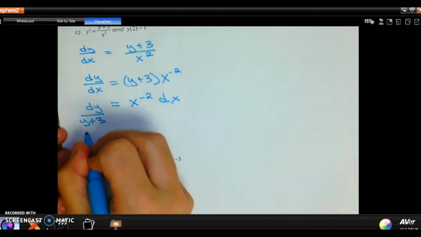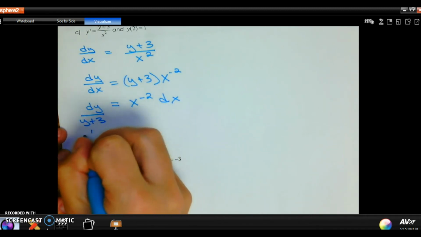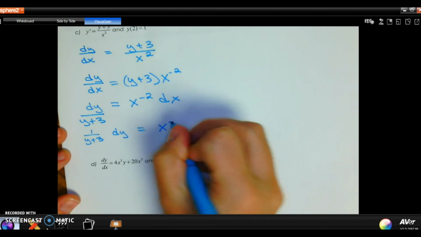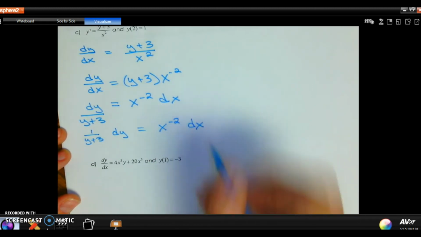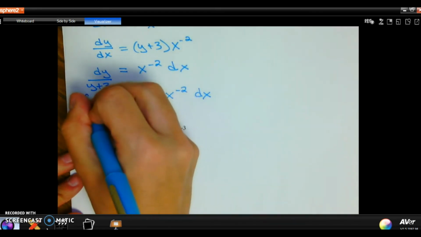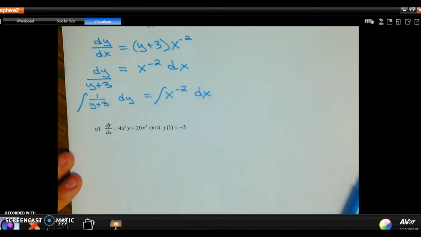And so again, with a little clever rewriting, this is the same thing as 1 over y plus 3 dy equals x to the negative 2 dx. Okay, so once you get to there, you're ready to integrate both sides. So integrate both sides, and then you're integrating 1 over y plus 3. So this would actually be a u substitution, but because the derivative of y plus 3 is just a 1, you get away with not having to do the full u substitution.